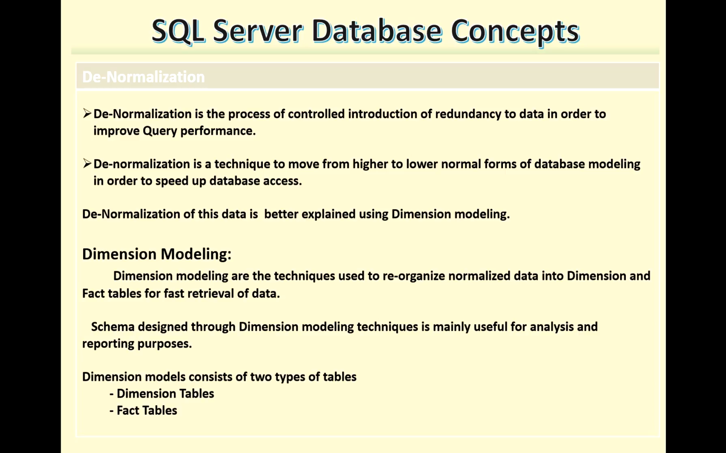So how do we achieve the denormalization? By following dimensional modeling. Dimensional modeling is the technique to organize the tables or organize the information into dimensions and facts. So we will talk about that later when we talk about data warehouse. Okay.